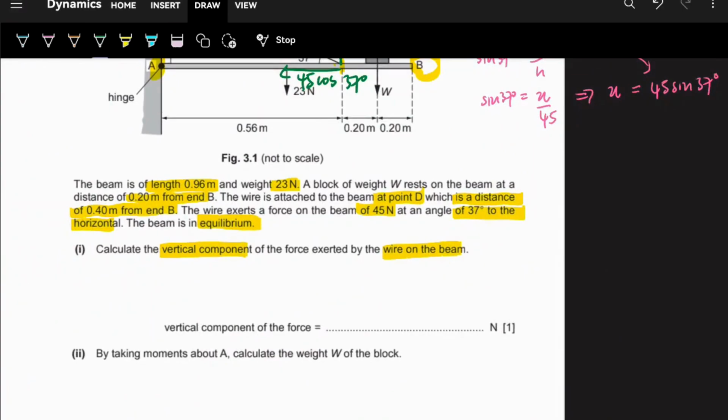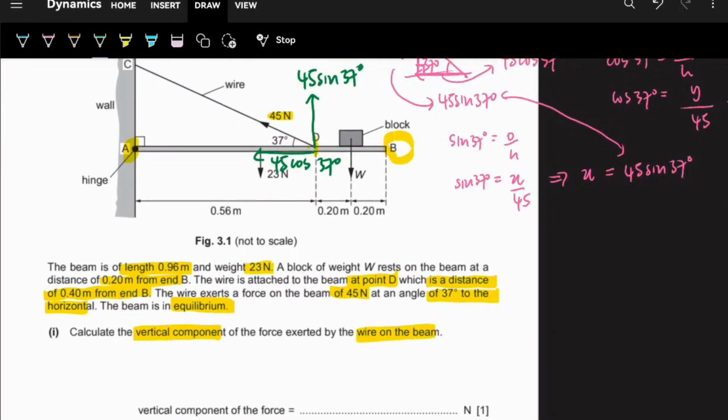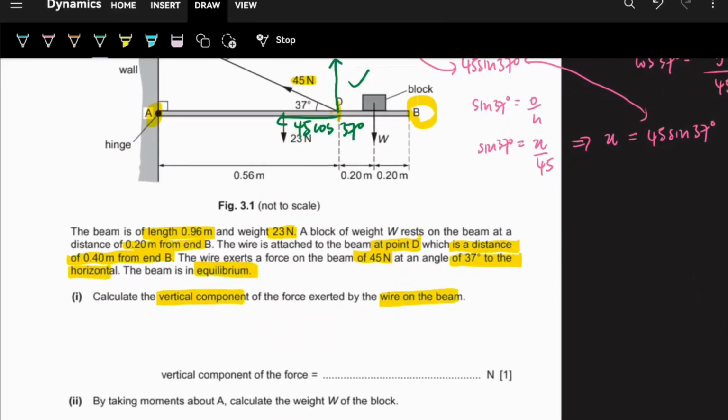In this case, they want the vertical component. So our vertical component is 45 sine 37. I know you might just type 45 sine 37 on your calculator and you get the answer, but working is very important. It's very crucial. So make sure you write everything. And make sure your calculator is in degrees and not radian, because if your calculator is in radian, you might get a negative answer for this. So make sure it's in degree.